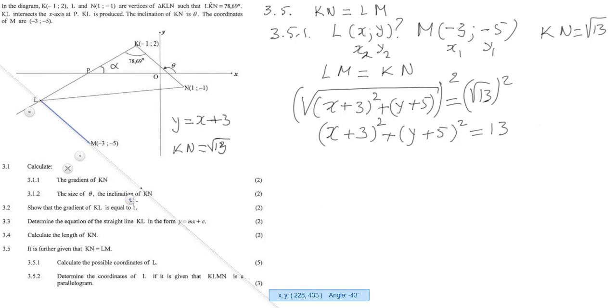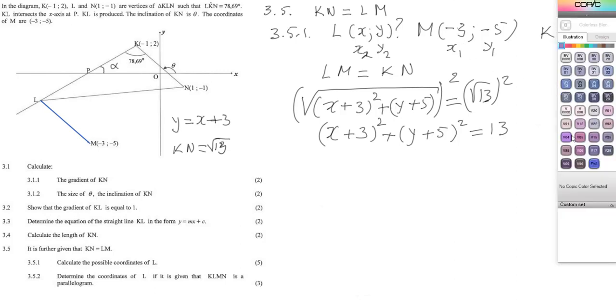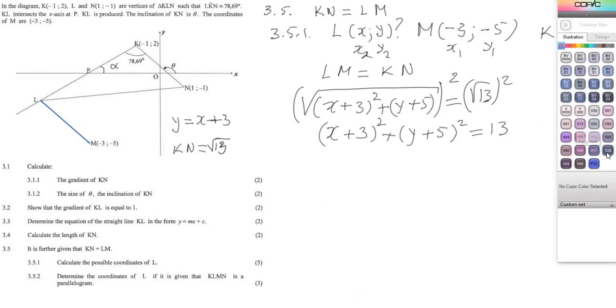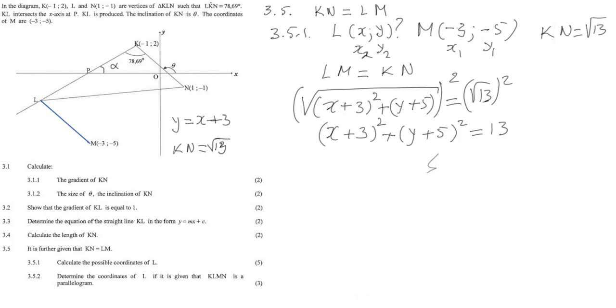We can see that the line LM touches the point L. It touches the line LK. And what is the line KL? It's y equals x plus 3. So meaning that there is what you call an intersection, the point of intersection.